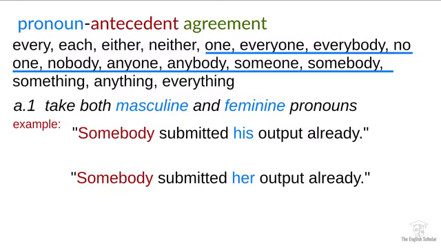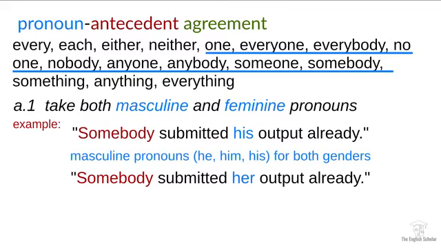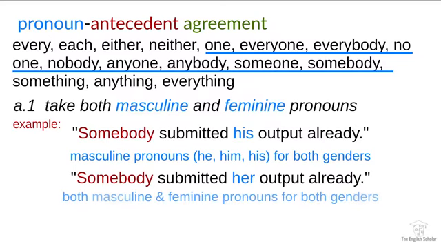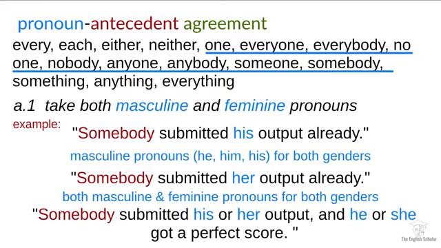But most writers, if you notice, use the masculine pronouns he, him, and his to refer to both males and females for these antecedents. Some even use both and put or in between. However, this becomes problematic and redundant later on, especially when you need to do multiple replacements. For example, somebody submitted his or her output, and he or she got a perfect score. Well, this is not grammatically incorrect. It sounds redundant to read, all the more when you keep doing it in the following sentences.